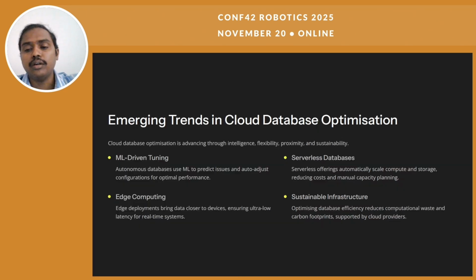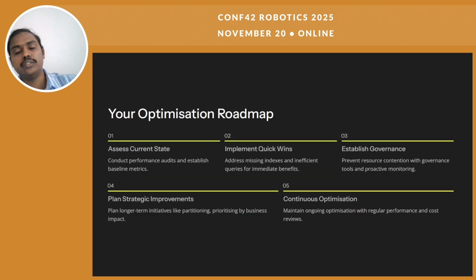Now we'll go through the emerging trends. We are seeing automation evolve with machine learning driven serverless databases, edge computing, and greener infrastructure that reduce the carbon footprint.